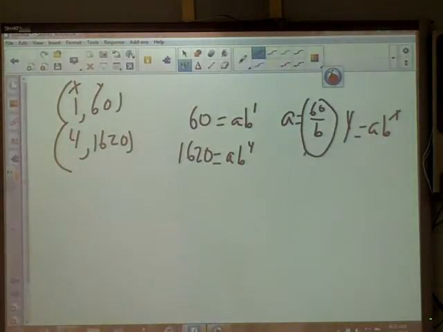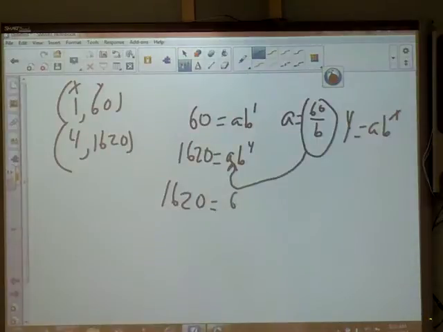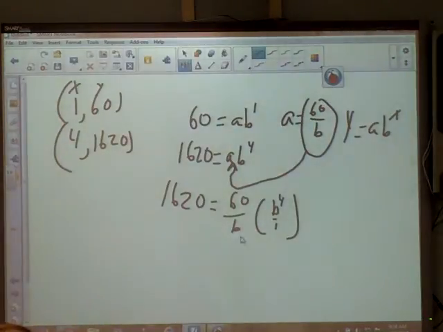Okay, then we took that, we plugged it in our other one in the a spot, so we had 1,620 equals 60 divided by b times b to the 4th. Remember that b to the 4th, that's actually on top. It's an understood over 1, so you can reduce your b's now. b to the 4th over b is the same as b cubed, right?